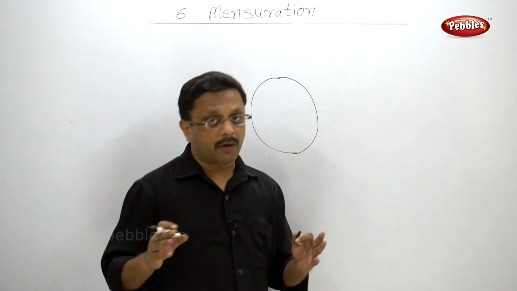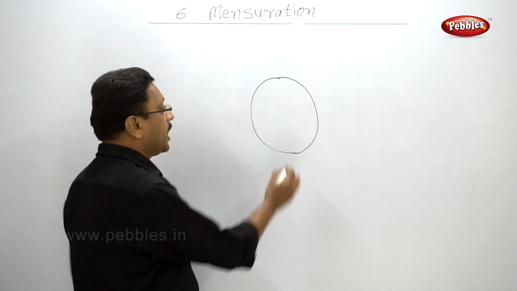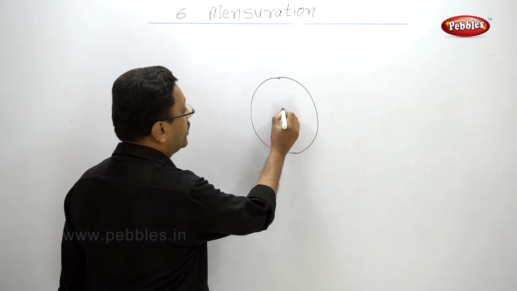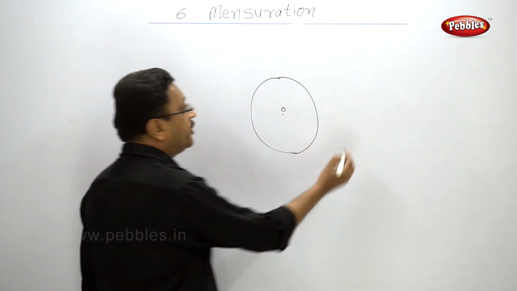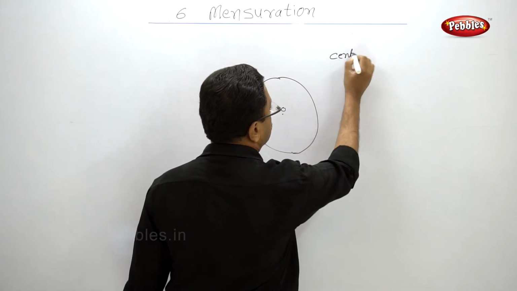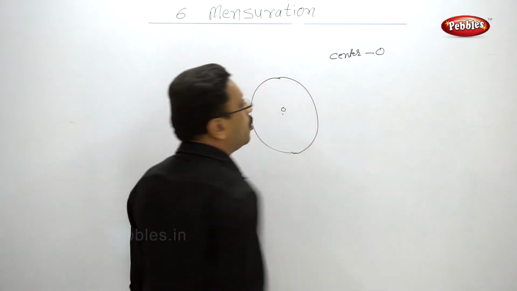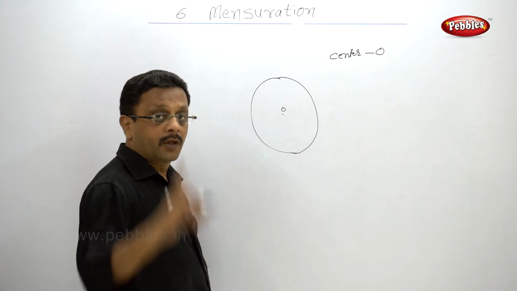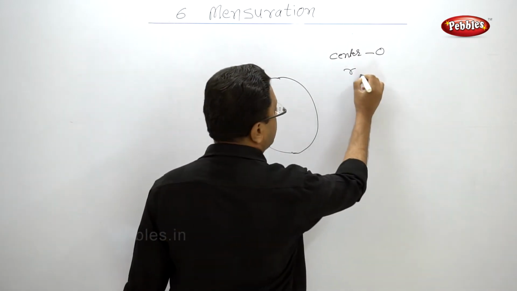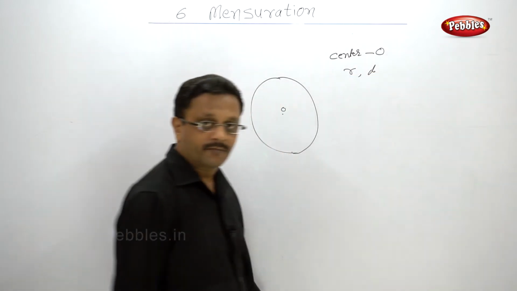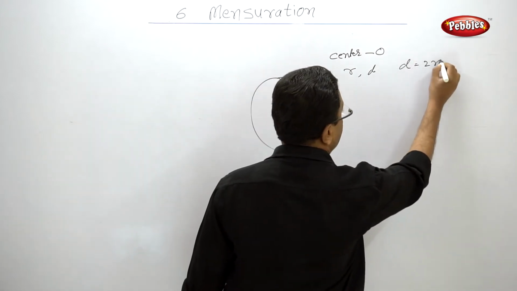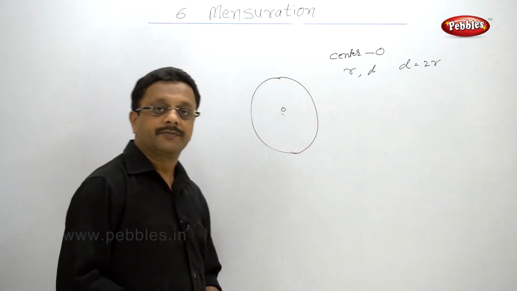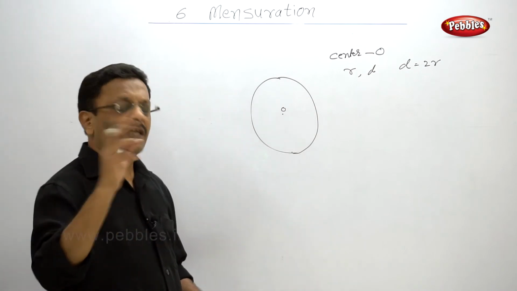So what we know about the circle, first of all we know that there is always a center that we call O. Then we know that the center is O. What else do we know? We know that there is a radius and there is a diameter. Okay, and we know that the diameter is twice the radius. Correct?